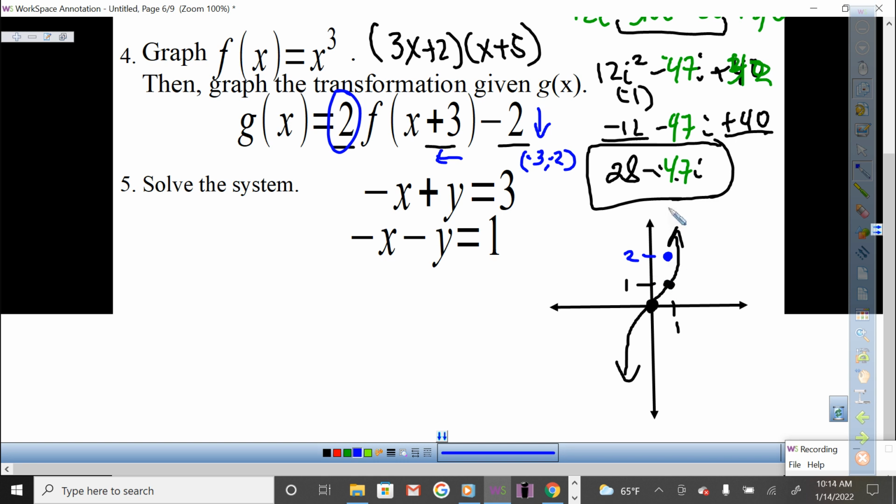So my function is going to look something like this. And now we can move it, yes? So if we move it 3 to the left, 2 down, 3 to the left, 2 down, something like that, it's going to look something like that.